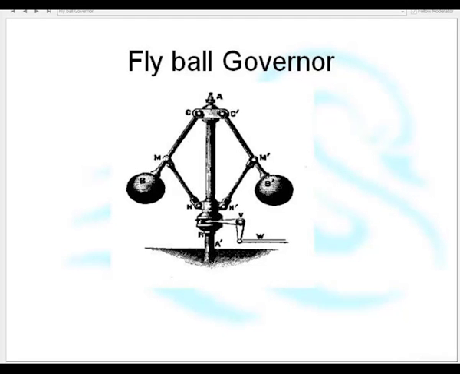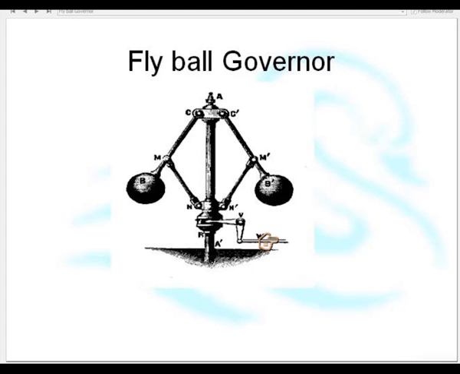So to try and control the speed of a steam engine, they invented a thing called the fly ball governor. Now the fly ball governor has got two balls, and it's driven by the steam engine, so that it spins round and round. As it spins round and round, the balls rise up. As the balls rise up, since they're attached by this linkage here to the steam valve, it closes the steam valve.